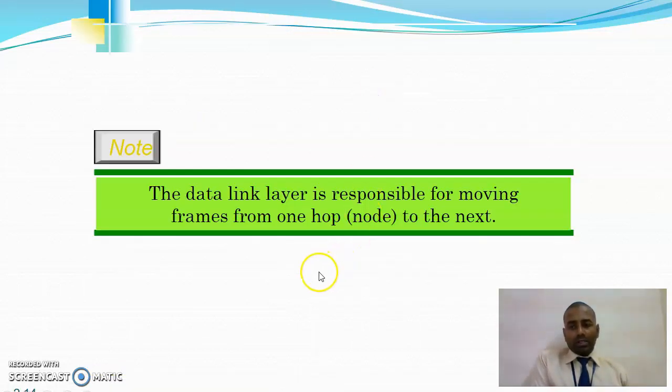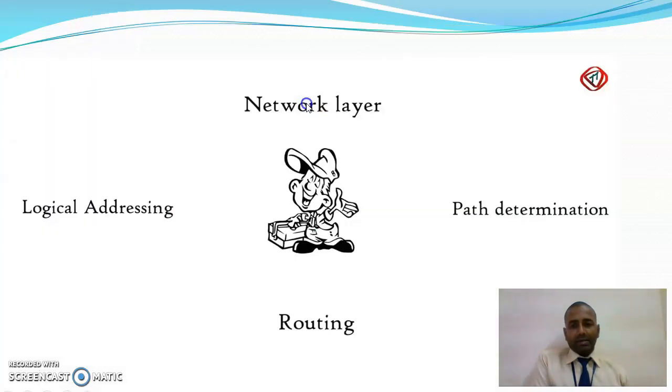It receives service from the network layer and provides service to the physical layer. The data link layer is responsible for moving frames from one hop to another hop. Especially, the data link layer takes over error control, flow control and other operations.